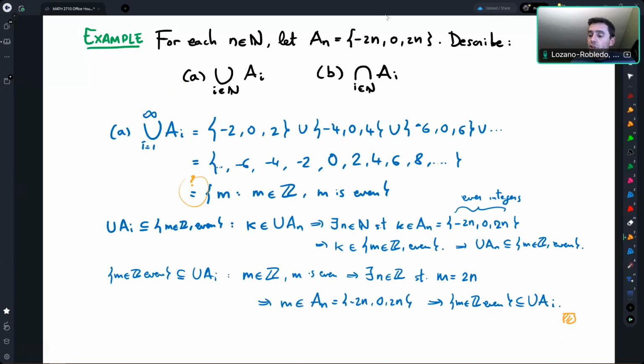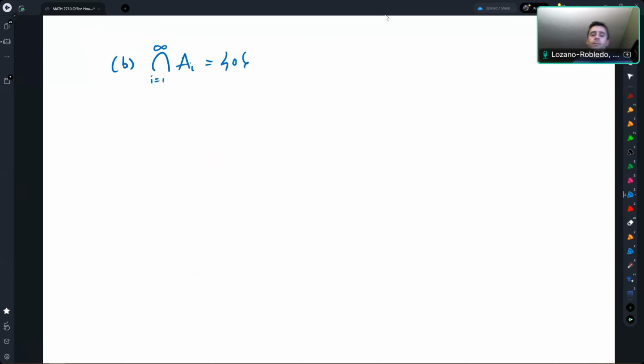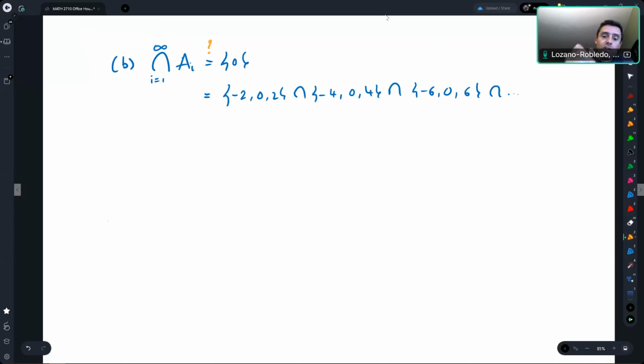Great. Let's do the intersection next. Now we want to prove that the intersection of all these sets is just 0. So what is the intersection? The intersection will be the intersection of A_1 with A_2 with A_3. And we see clearly that the only element that is there is 0. So we are going to prove that this intersection is exactly the set with one element, the set with the element 0.